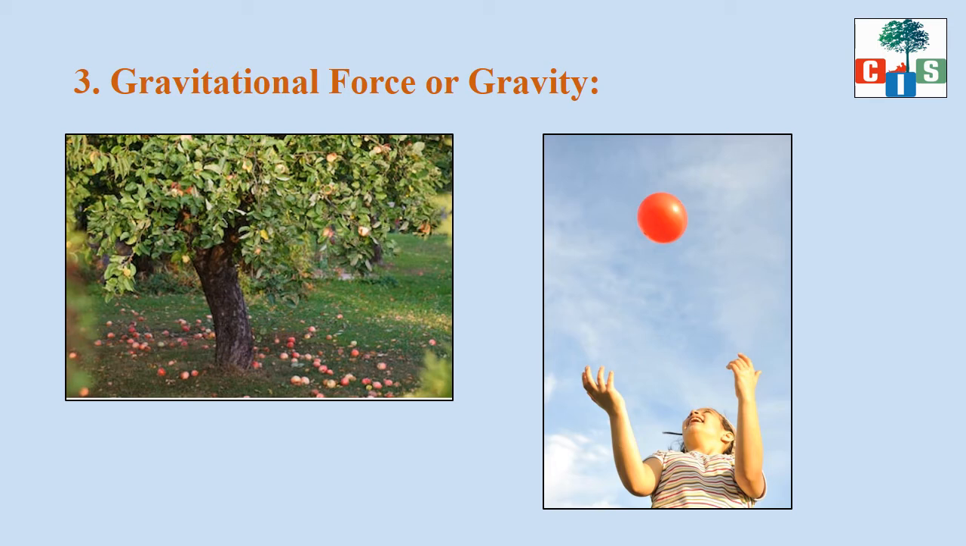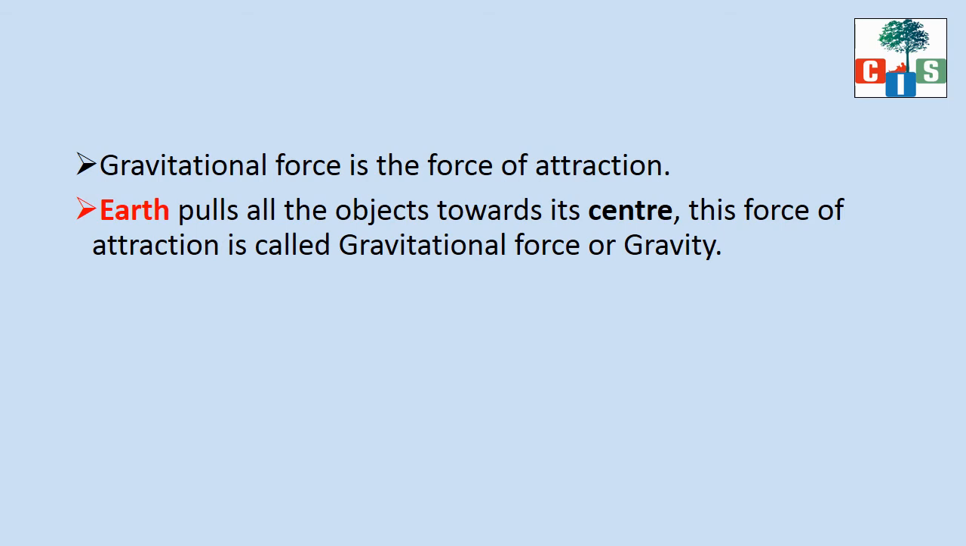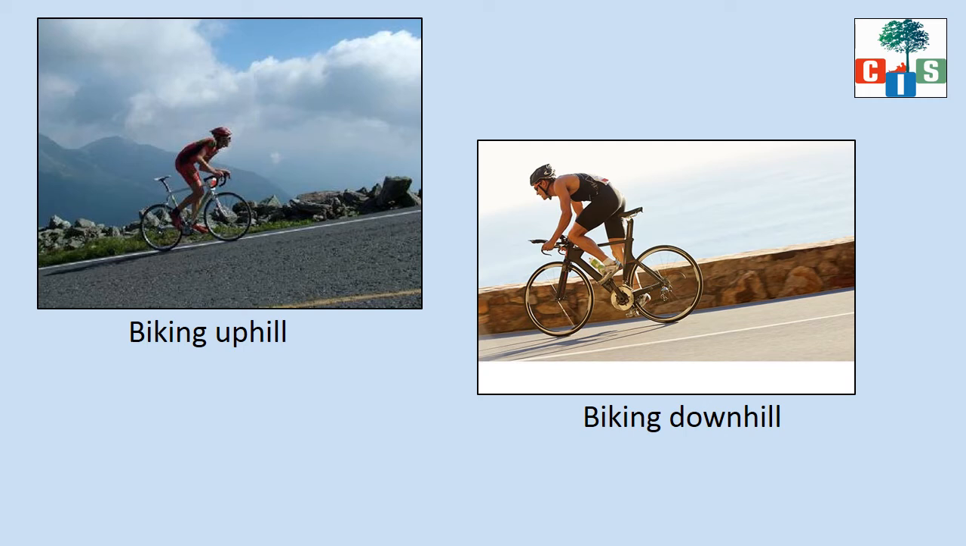And here the boy is throwing a ball up. Do you think this ball will go up in the air? So this ball is going to come down. And who is responsible for it? Yes, it's the gravitational force. But what does it mean? What is the definition of gravitational force? Let's see. Gravitational force is the force of attraction. And who is responsible for this? Yes, it's our Earth. Earth pulls all the objects towards its center. And this force of attraction is called gravitational force or gravity. Scholars, in gravitational force, who is attracting the objects? It is the Earth. And what we have seen in the previous type, magnetic force, who is attracting the objects? It is the magnet.